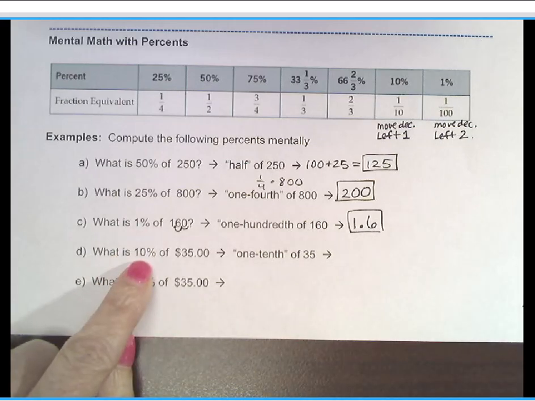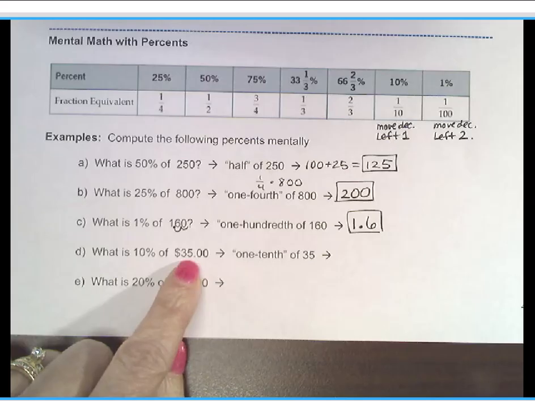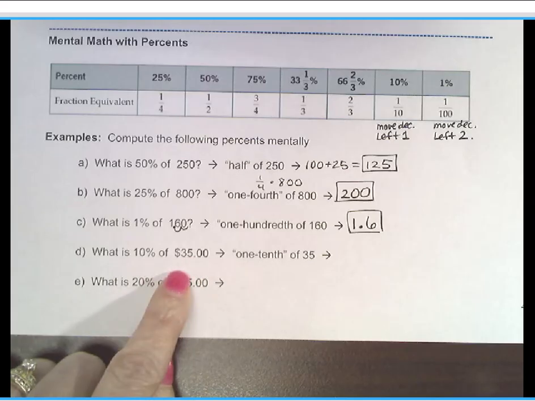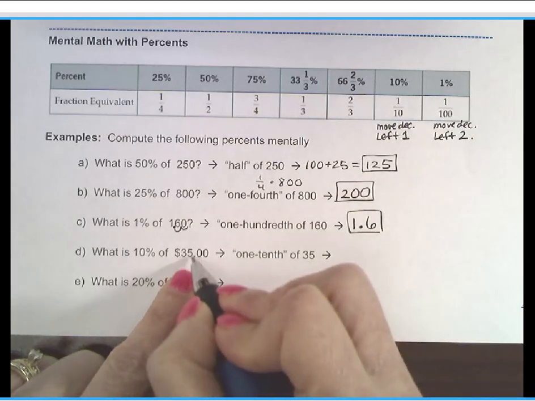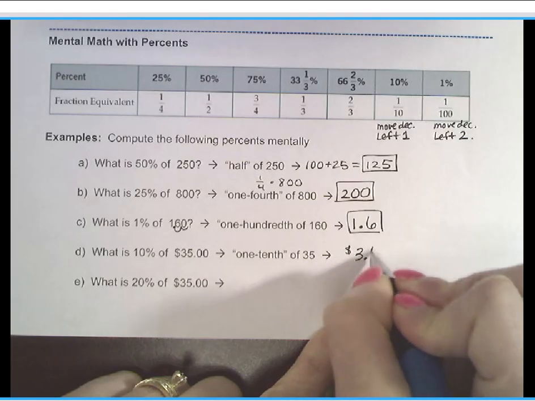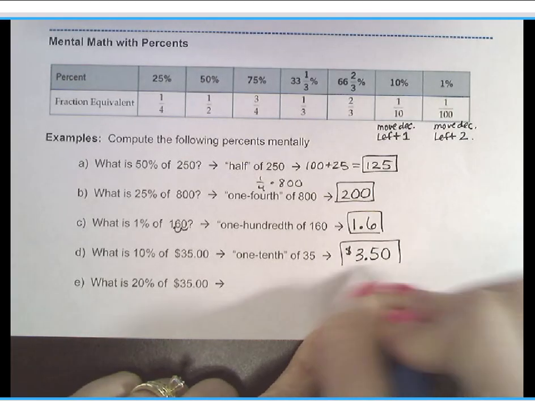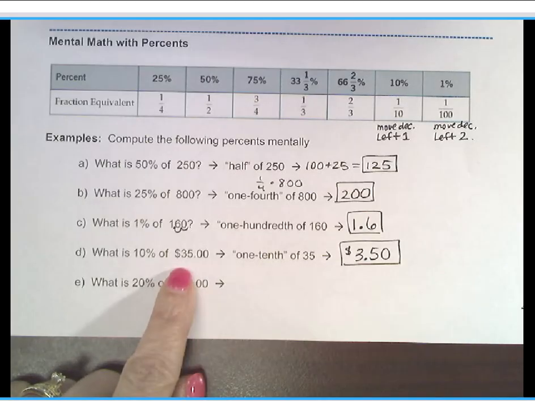Now, let's say you're out at a restaurant and you need to write a tip. And let's say your bill was $35. And you're like, well, what is 10% of $35? Well, 10%, you just move the decimal to the left once. So if I move that decimal to the left once, it would be 3.50. What is 10% of $35? Just move the decimal, 3.50.